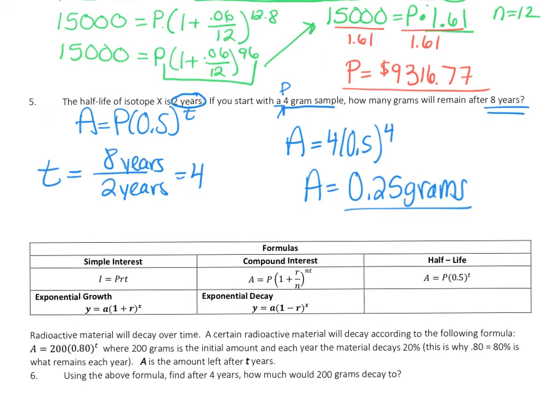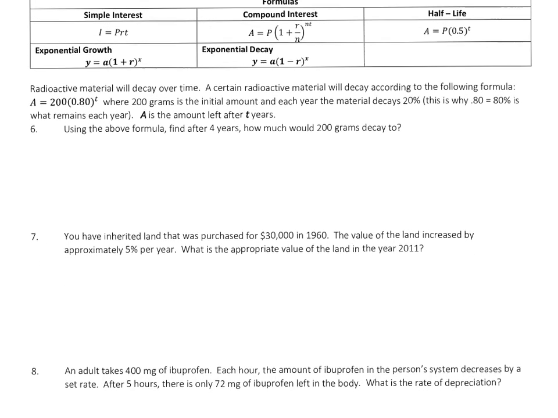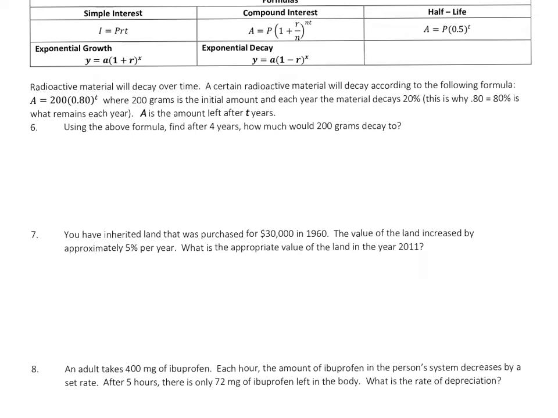All right, we have a few more problems on the next page. This next problem, they actually gave us a formula, so we're going to use the formula they gave us. So it says radioactive material will decay over time. A certain radioactive material will decay according to the formula A equals 200 times 0.80 to the T power, where 200 grams is the initial amount, and each year the matter decays by 20%, which is why it's 0.8, because 80% is what remains each year. So that's a little bit tricky. That's why they gave you the formula on this one.